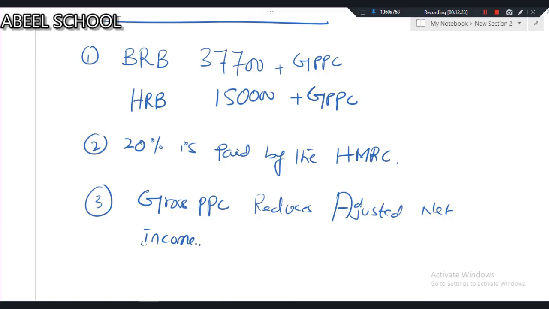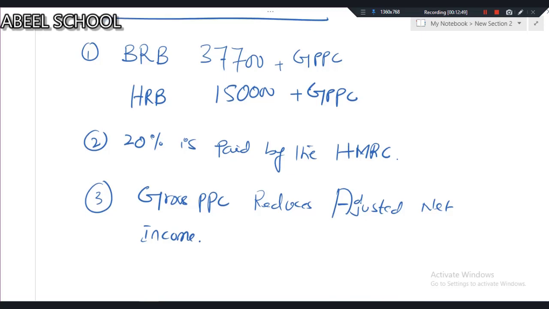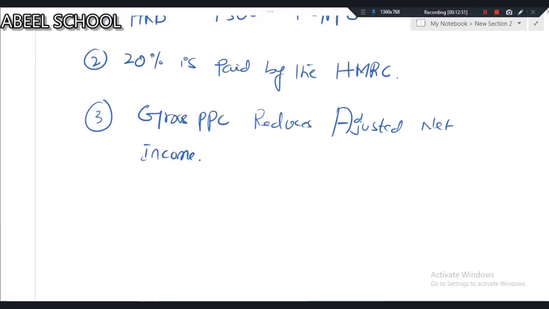The advantages of gross PPC: number one, it increases basic and higher rate band limit. Second, whatever the individual is paying, it is treated as 80%, and 20% is paid by HMRC. And third and last, gross PPC reduces adjusted net income. You can go back and check. We did discuss this adjusted net income scenario, because when adjusted net income is more than 1 lakh, it reduces your personal allowance.